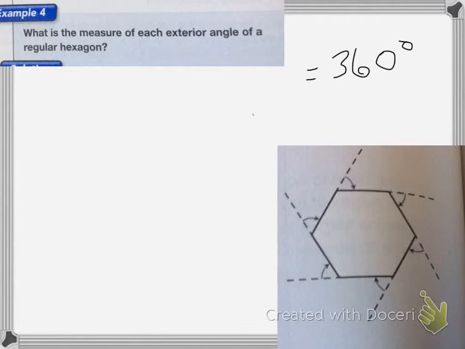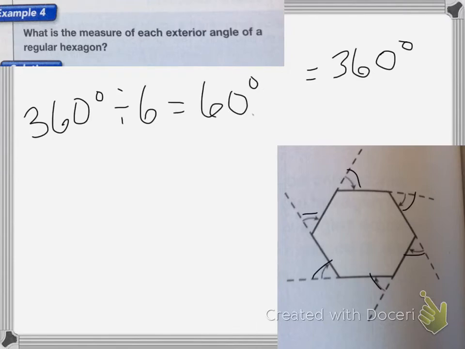Since all of these angles added together have to equal 360 degrees, and I have 6 exterior angles, I'm going to take 360 degrees and divide it by 6, which is equal to 60 degrees. So the measure of each exterior angle has to equal 60 degrees.